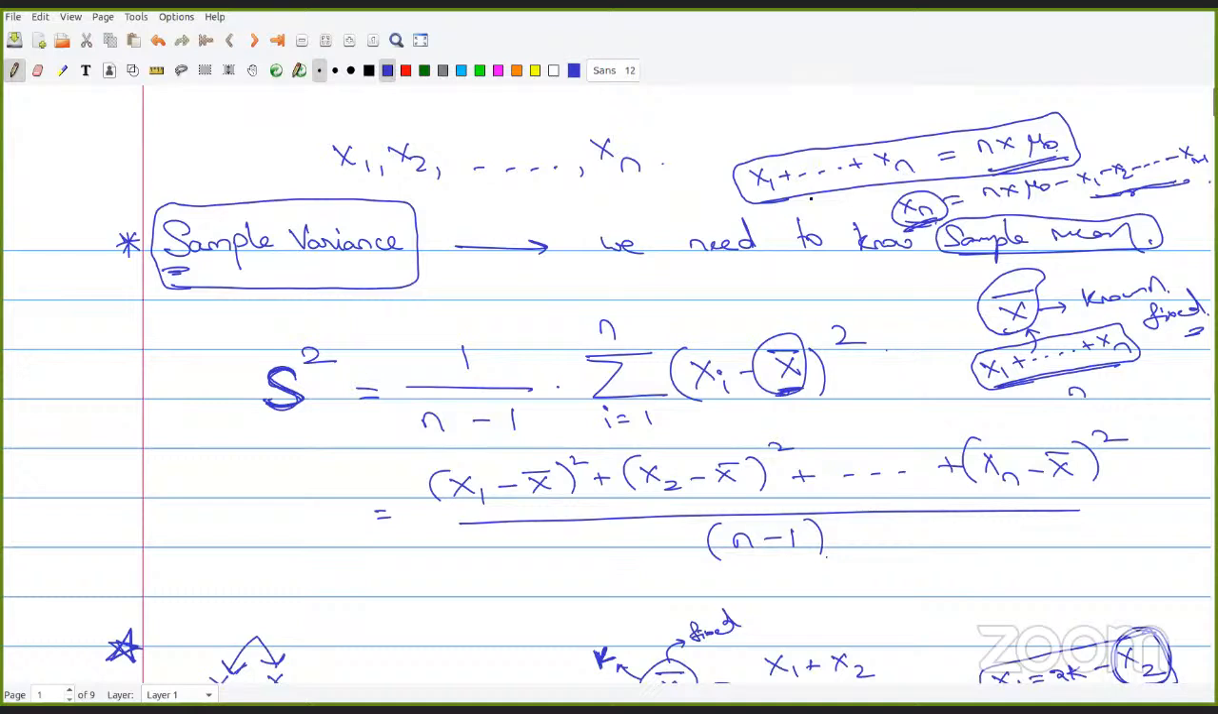For the n random variables case, what happens is that your sample mean is fixed. What is the sample mean? X bar is equal to x1 plus x2 up to xn divided by n. So if I say x bar is something, mu naught, then what will be the sum? The sum will be n times mu naught. You just bring this n to the right hand side.